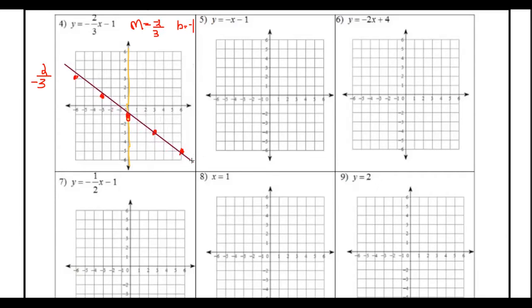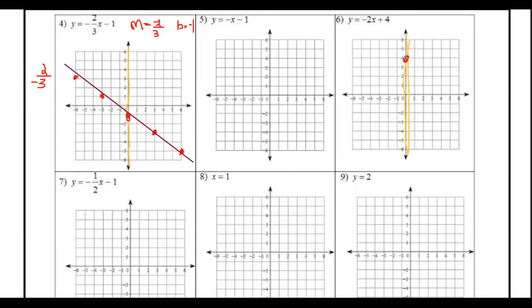All right, number 6. Y equals negative 2x plus 4. What's the y-intercept? What's the slope? The y-intercept is 4. I'm highlighting the y-axis. The y-intercept is 4, so I'll come to the 4 and put a dot on the y-axis.